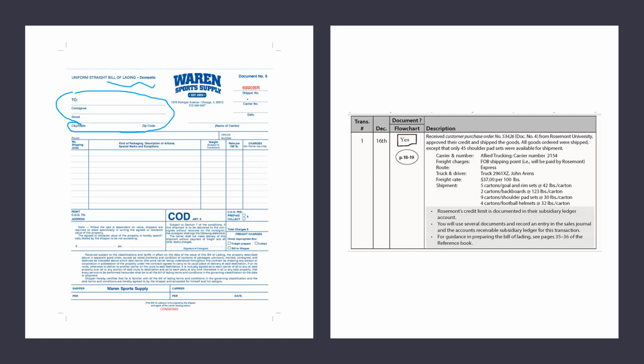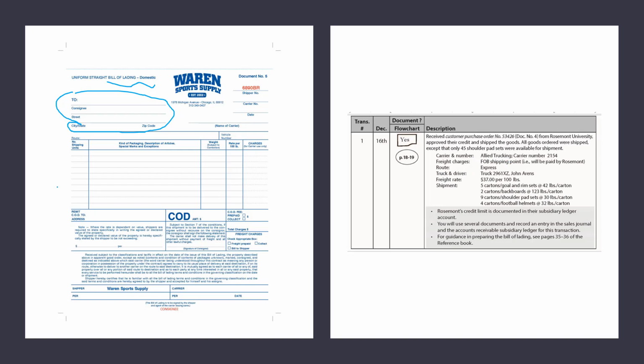And the shipper number here is 2154. The carrier number is 2154. And the date, what date is shipped? So pull out the date. It would be December 16. They do everything on that day. The name of the carrier is Allied Trucking.